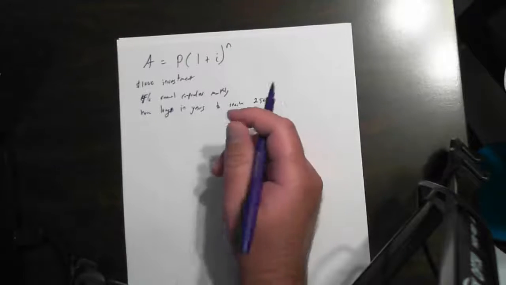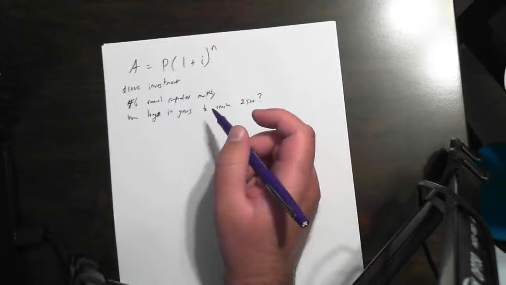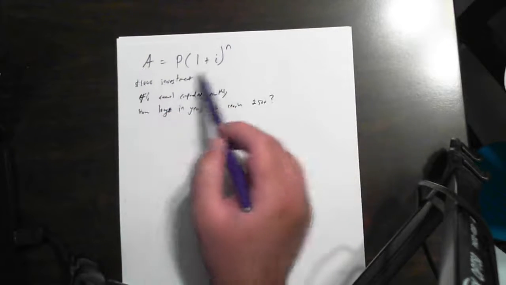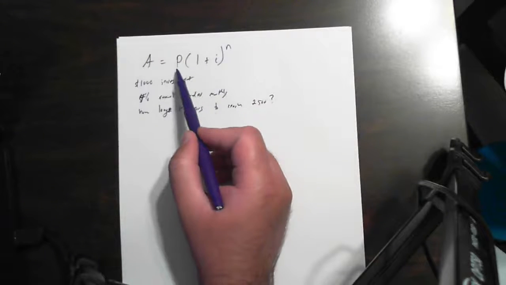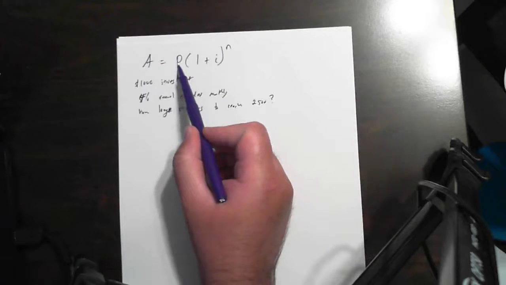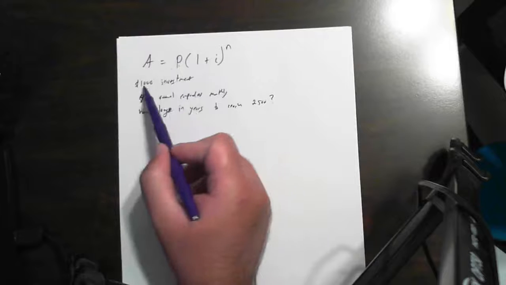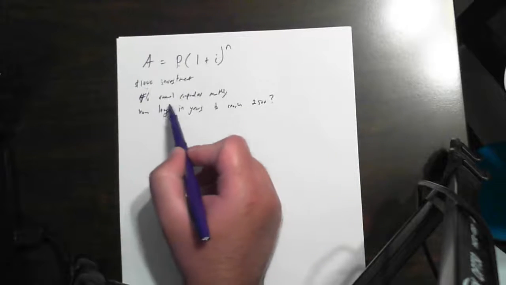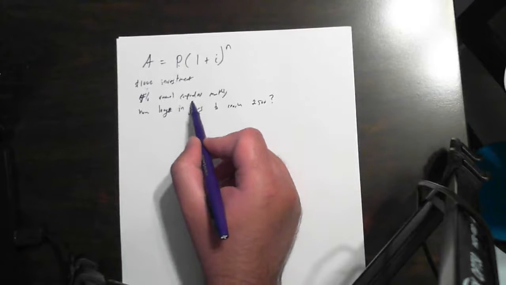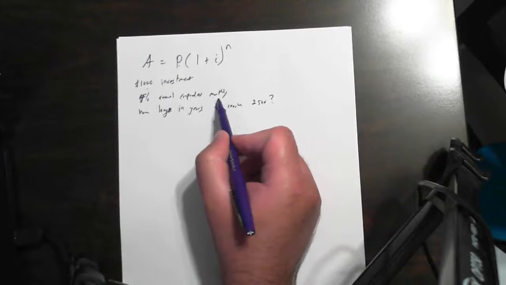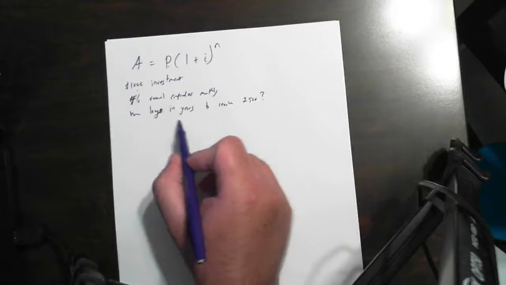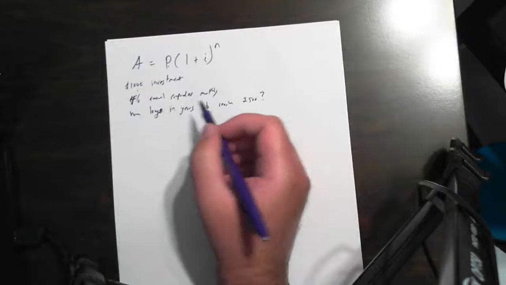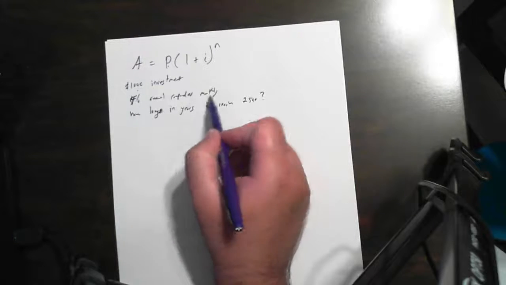Okay, so here we're going to attempt to find out how long it takes for an investment to reach a certain amount. So we're going to use our compound interest formula. We know that the P value is the principal amount, which in this case is a $1,000 investment. It's a 4% annual interest rate that gets compounded monthly. And the question is, how many years does it take to reach $2,500? Okay, so 4% compounded monthly.